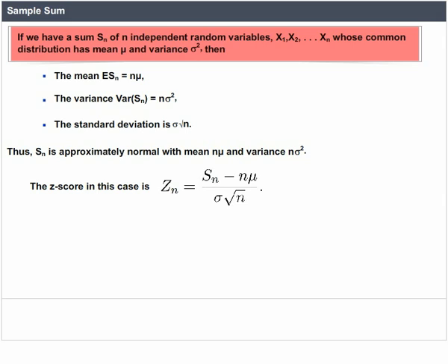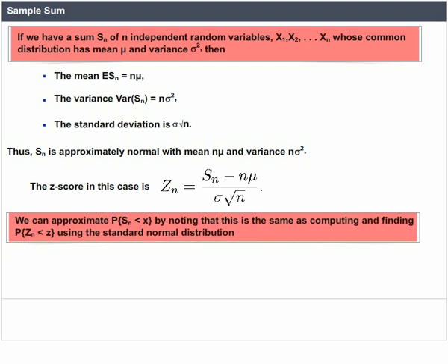We can approximate the probability of Zn less than x by noting that this is the same as finding the probability of Zn less than z using the standard normal distribution. Zn equal to Sn minus n mu divided by sigma times square root of n, less than x minus n mu divided by sigma times square root of n, equal to z.